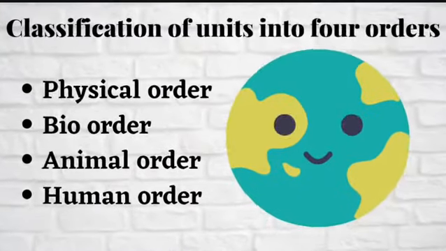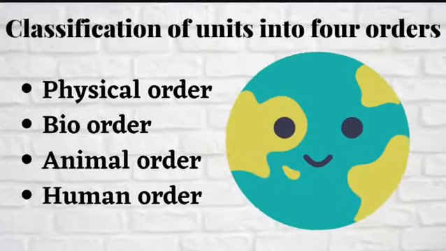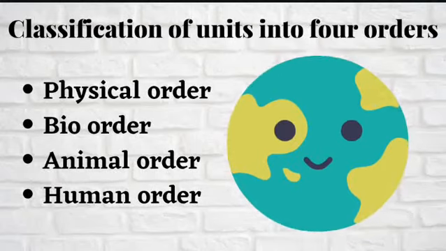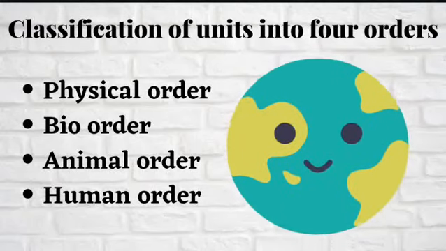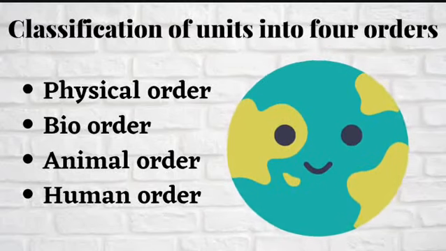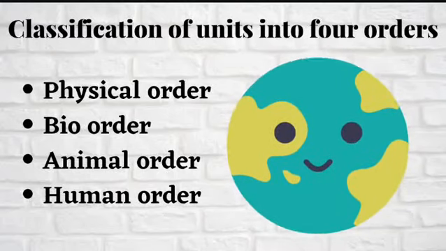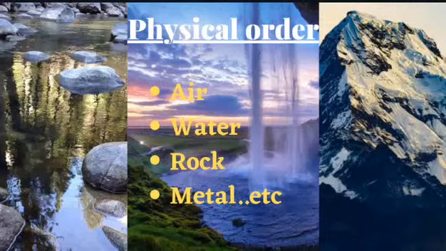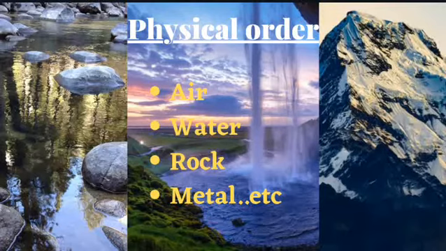Now, these units, even though these are innumerable, we classify them into four categories. Basically, these are the four orders of nature. These are physical order, bio order, animal order, and the human order. So, first, the physical order. Physical order is also called the material order. This order includes all the abiotic resources like the air, water, minerals, metals, and so on.